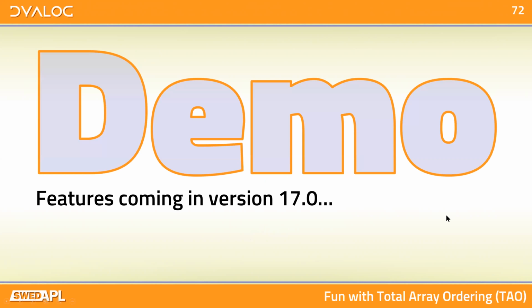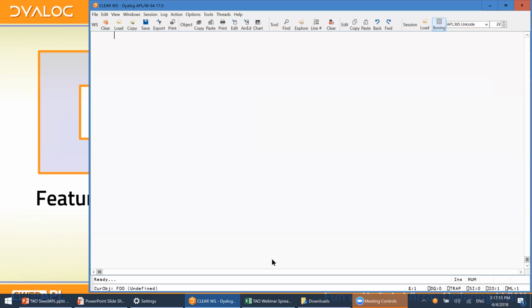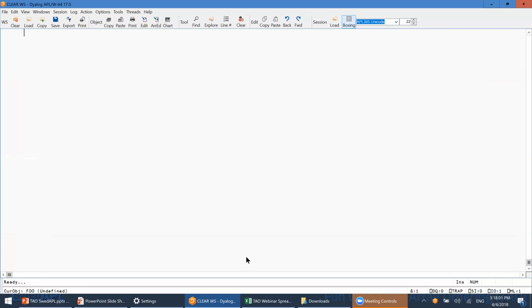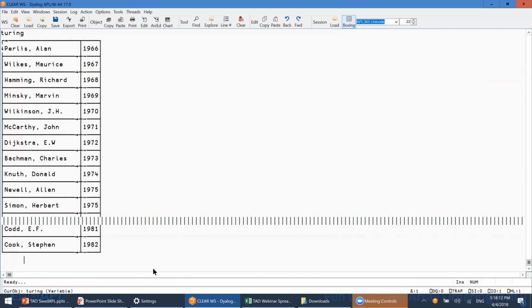Okay, let's see it in action instead. This is a matrix of Turing Award winners until 82. The funny line across is because I have a setting so that we never end up with a spelling session, which you can set with a rows user command. Just abbreviate it.